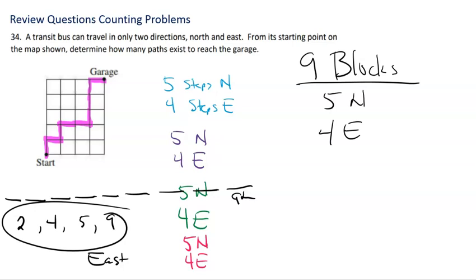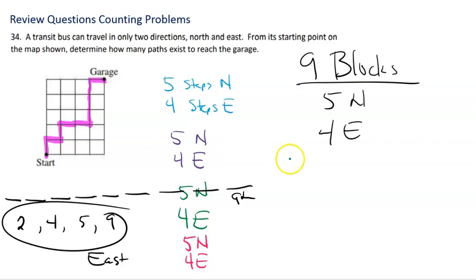So if I rearranged this order and said that the 4, 5, 2, and 9 selections were all east, that's going to give me the same path. That's the best way to describe that order doesn't matter. We can use a combination of either picking 4 east from 9 options or 5 north from 9 options. You'll actually get the same result. So let me show you.